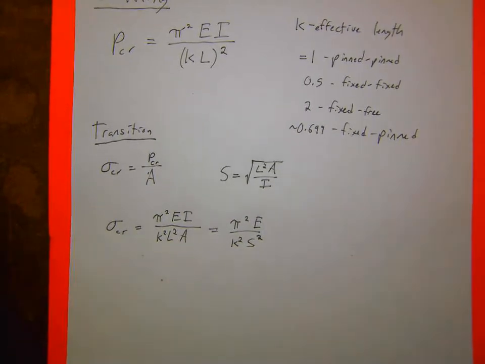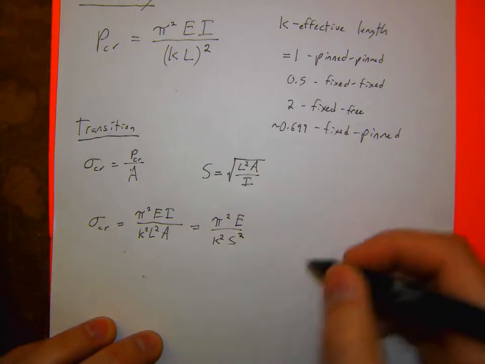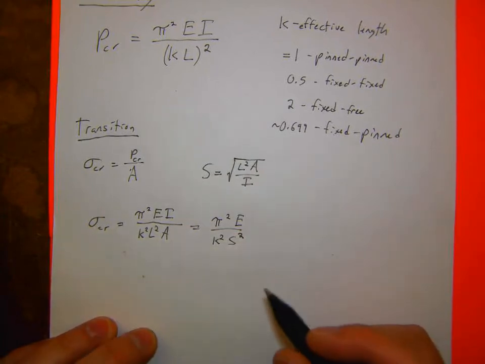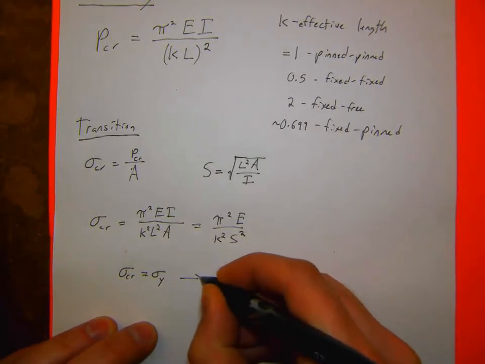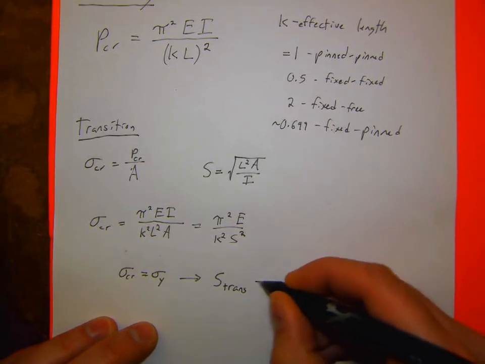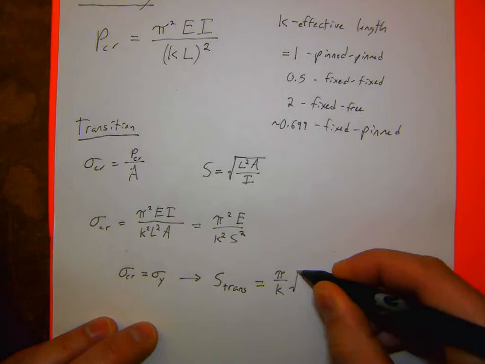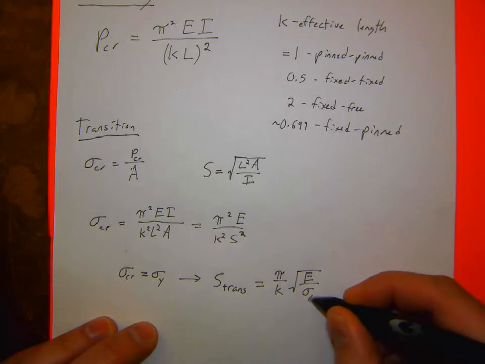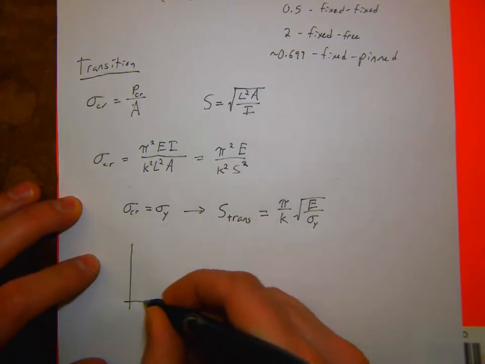I said that there would be some transition if I have a really short, stubby column that's not going to buckle, where this short, stubby column will preferentially yield instead. And that transition happens when this critical stress is equal to the yield stress. So when sigma critical is equal to sigma yield, I get my slenderness transition is equal to pi over K square root of E over sigma yield, and then I showed a plot of the critical stress at different failure points.